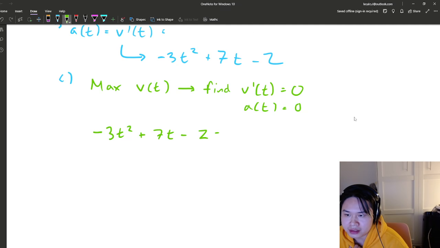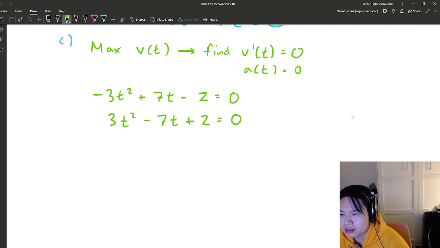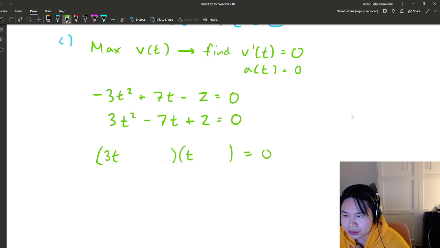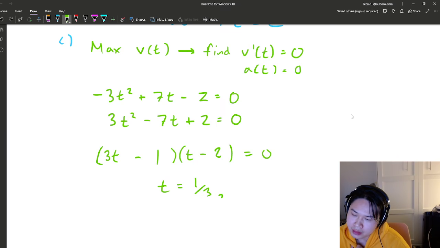So here's my acceleration. I need to solve when it's 0. I'm gonna divide by negative 1 because who likes having negative leading coefficients? And then this is probably factorable. 3t, t, and then one of these needs to be 2, and one of them needs to be 1. This one needs to be 2, and this one needs to be 1. Okay, so then I have t equals 1/3 and 2, right?